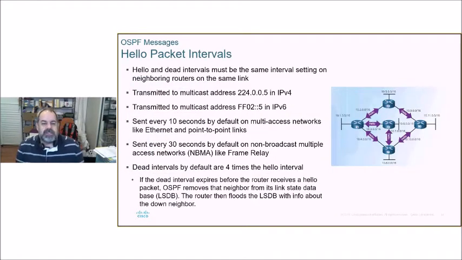So hello and dead intervals must be the same interval setting on neighbouring routers, and you transmit to 224.0.0.5. Of course, that's a multicast address, and FF02 is multicast as well, and it's address number 5 again, so it's consistent. Sent every 10 seconds by default on multi-access networks, every 30 seconds on non-broadcast type networks like frame relay. Dead intervals are by default 4 times the hello interval, so 10 seconds for a hello packet, 40 seconds for the dead interval. If the dead interval expires before the router receives a hello packet, OSPF removes the neighbour from its link state database. The router then floods the LSDB with info about that down neighbour.